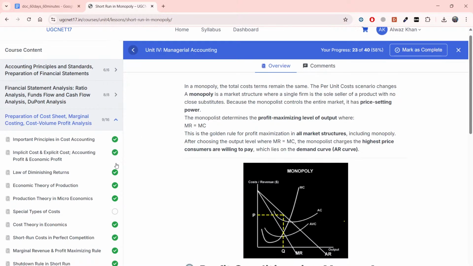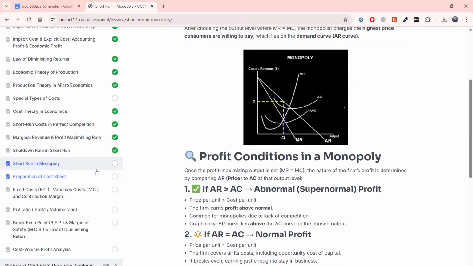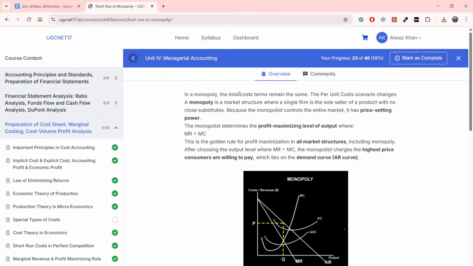So now we come, हमने ये सब पढ़ लिया शॉर्ट रन के बारे में, तो अभी हम मोनोपोली में पढ़ेंगे. So total cost terms remain the same. In monopoly, the total cost terms remain the same. The per unit cost scenario changes.